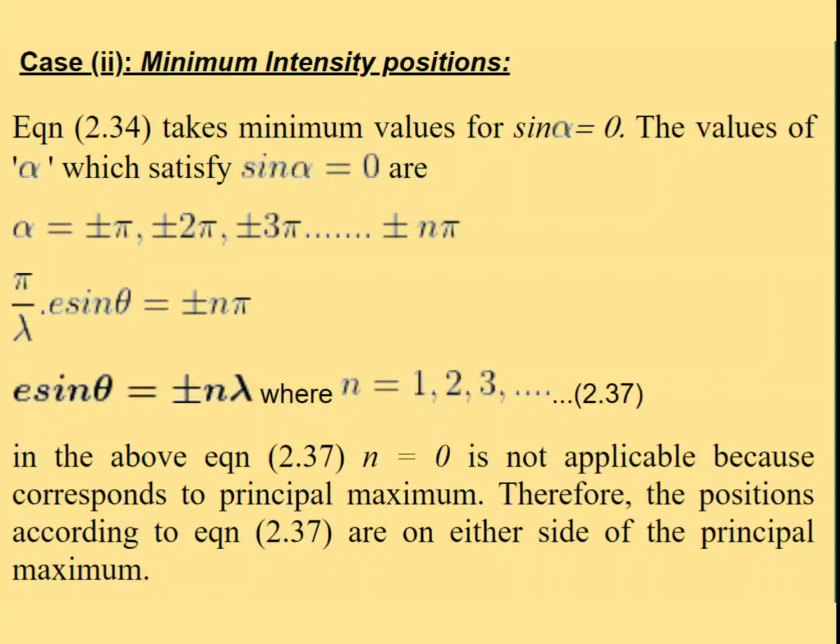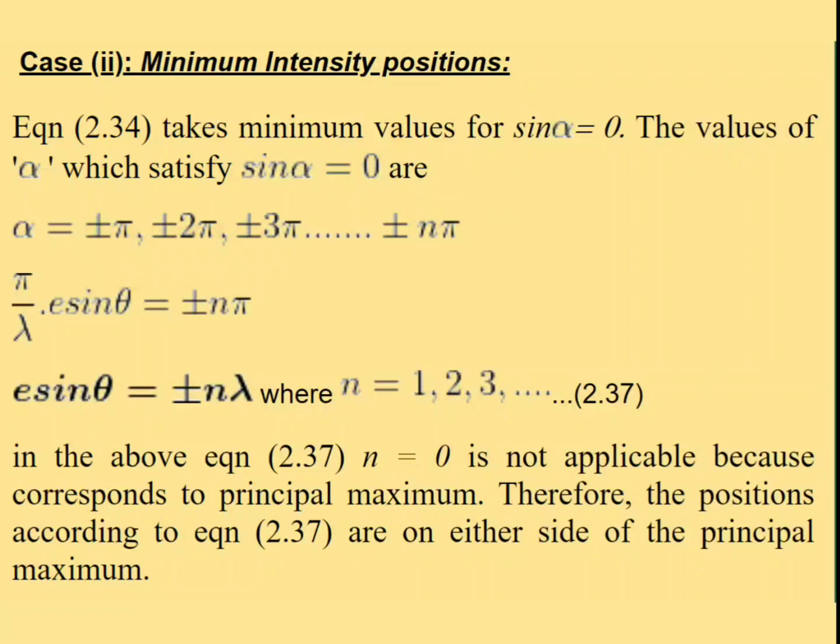So here a very important point is, sin alpha is 0, but alpha does not take 0, plus or minus pi, plus or minus 2 pi. Simply we omit the value of 0, because at that point central maxima is already formed. So alpha values you have to take from plus or minus pi, plus or minus 2 pi, and so on, plus or minus n pi. We should not take the value of alpha starting from 0.